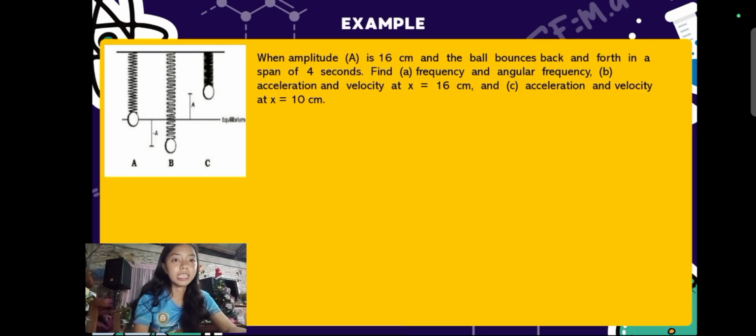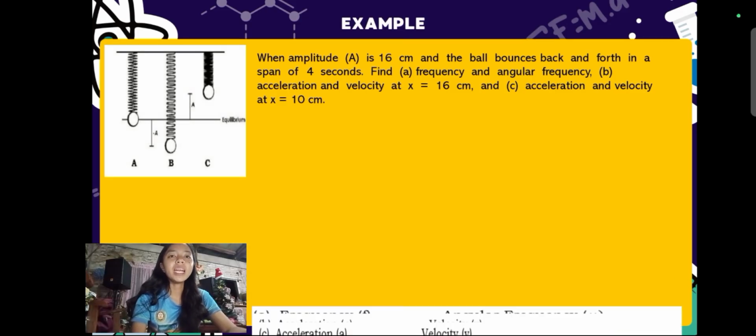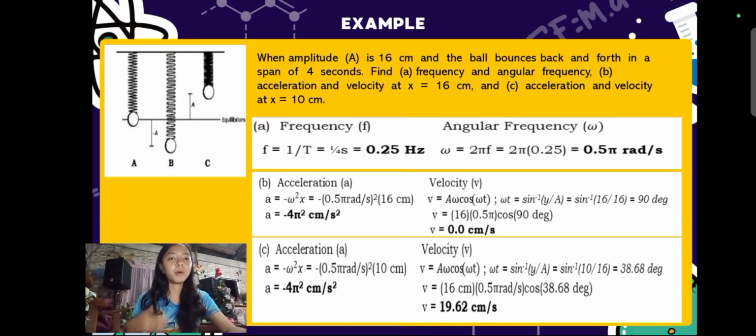So I have here an example solving. When an amplitude is 16 cm and the ball bounces back and forth in a span of 4 seconds, find a, the frequency and angular frequency, b, the acceleration and velocity at x equals 16 cm, and c, the acceleration and velocity at x equals 10 cm. So what is the formula we use for frequency? As we all know, the formula for frequency is f equals 1 over T.